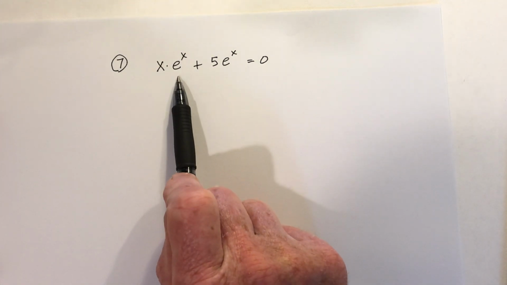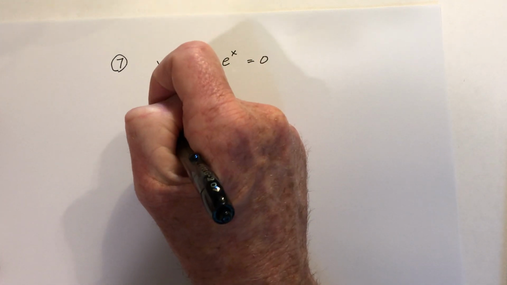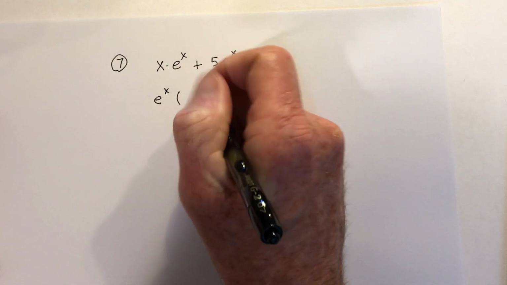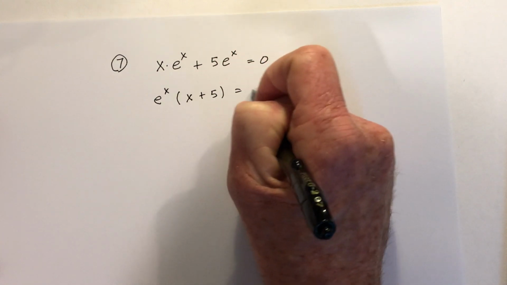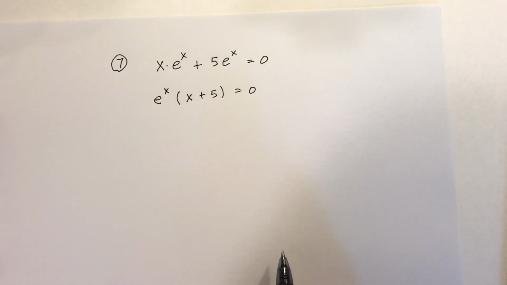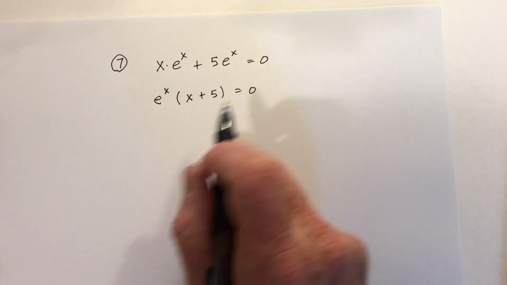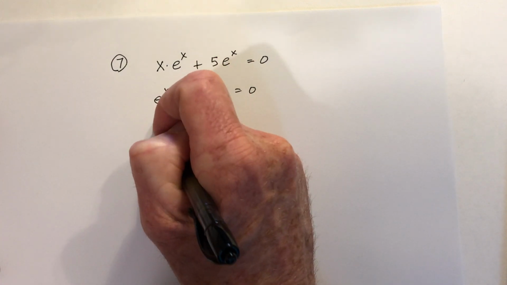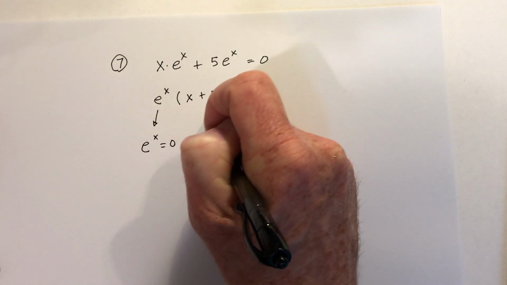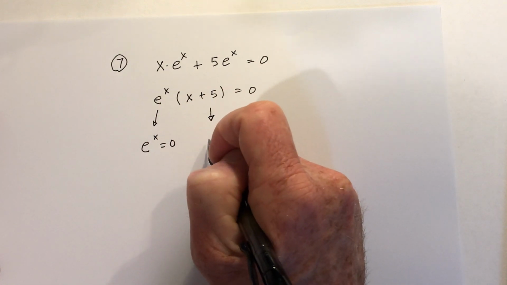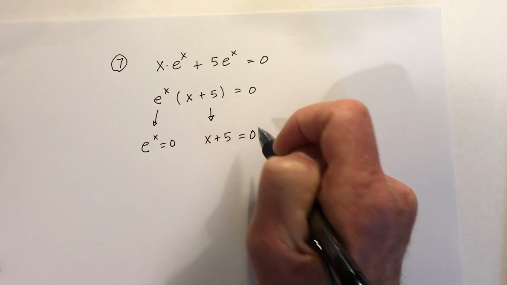We'll notice that there's an e to the x here and here, so we could factor out e to the x. And then what's left would be x plus 5. Okay, we've done the hard part. Now, when you have it factored and set equal to 0, you can separate it and say it's possible that the first factor equals 0, and it's possible that the second factor equals 0.